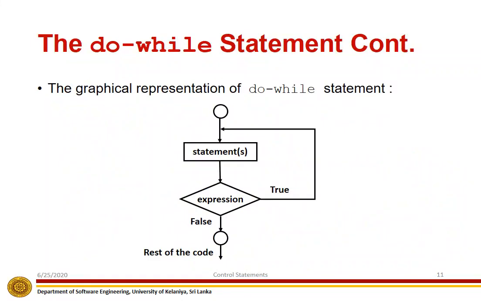So in here is the graphical representation of the do while statement. When a do while statement appears in the middle of a program, first the statement or statements are evaluated once and then the expression is checked. If the expression is true, the statements are evaluated again and again until the expression is false. If it is false, then it will terminate the do while loop and continue with the rest of the code.